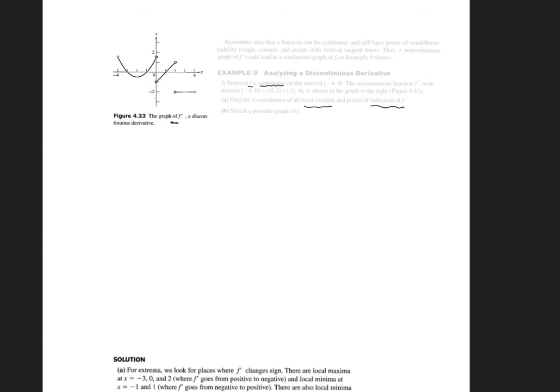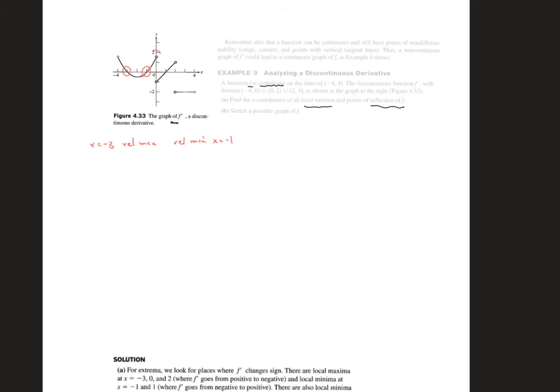So remember, relative mins and relative maxes are going to come where the derivative is 0 or undefined and where the derivative changes sign. So we can see, for example, right here at x equals -3, the derivative goes from positive to negative. So at x equals -3, we're going to have a relative maximum. At x equals -1, the derivative goes from negative to positive. So we're going to get a relative minimum at x equals -1.